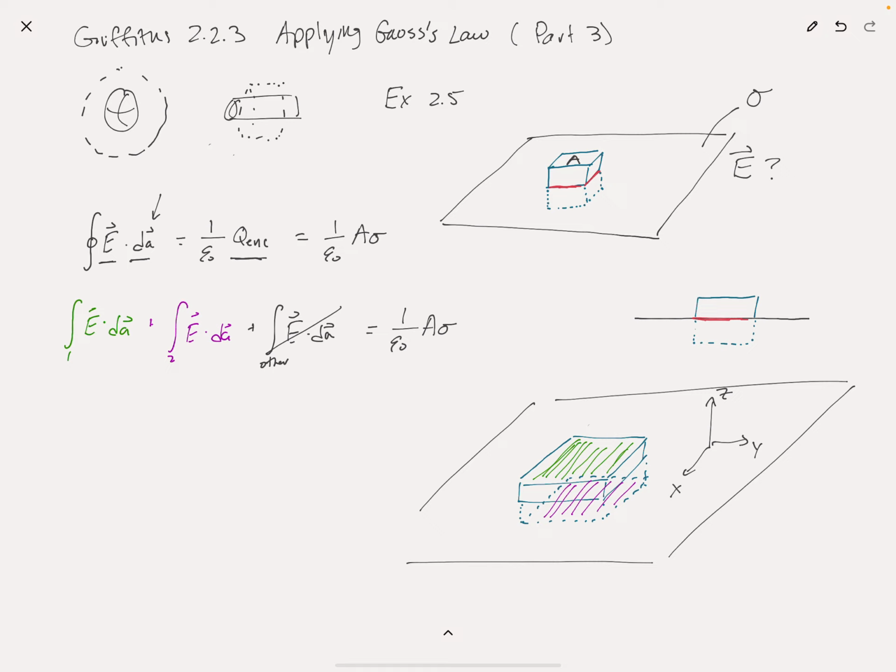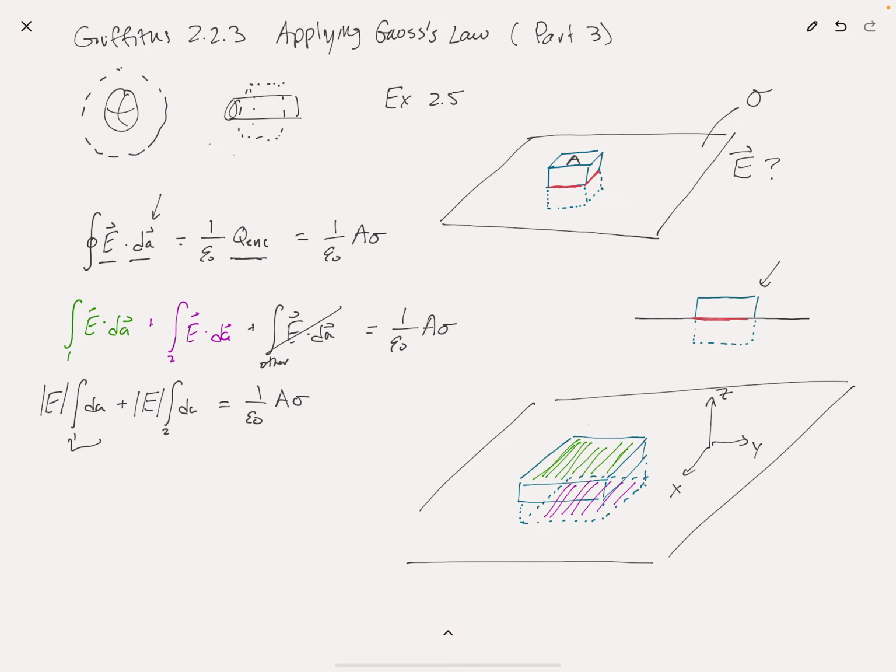Well, I've chosen my surface to have a constant height, and I've chosen the surface to be pointed in the same direction as my electric field. So I'm able to say that this is the magnitude of E dA. Since we've done this a couple times before, I'm going to be a little quick about it. That's the magnitude of E pulled out of that integral because it's constant and pointed in the same direction, plus the magnitude of E over my second surface equals 1 over epsilon naught times A sigma.